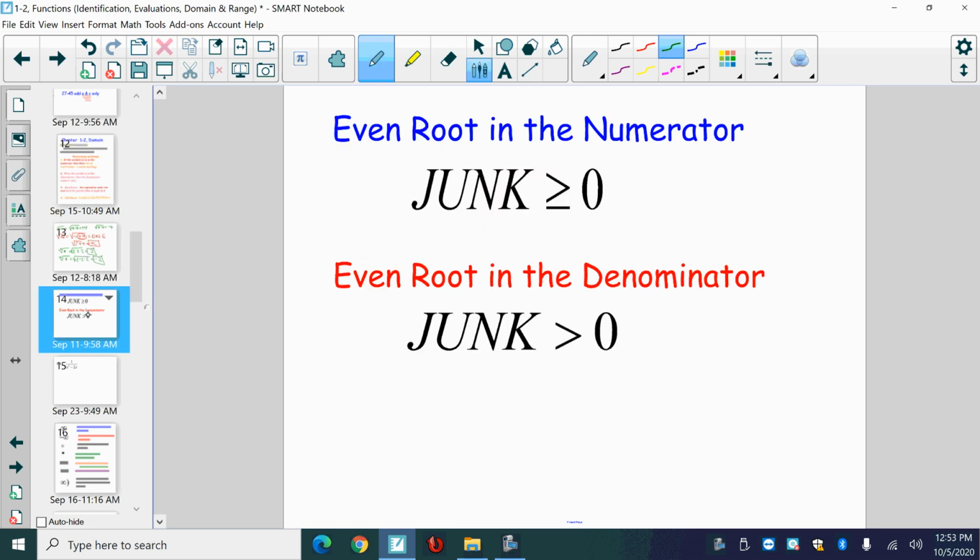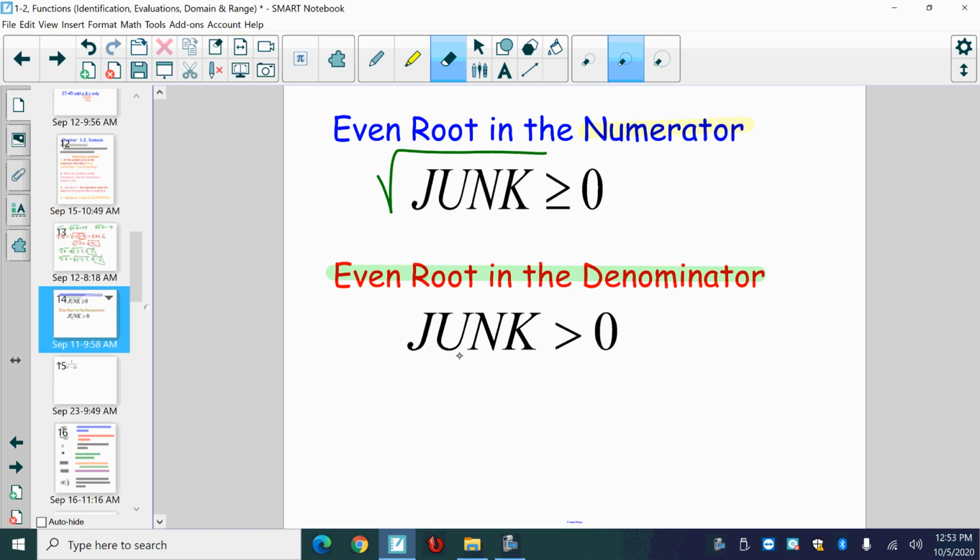So if you have an even root in the numerator, then the junk underneath the root, what I mean by that is the junk under the root, has to be greater than or equal to 0, because it's in the numerator, and the numerator can be equal to 0. However, if you're taking the even root in the denominator, then that means the junk underneath of the radical has to strictly be greater than 0. And we're going to talk about a few of those. So here we go.